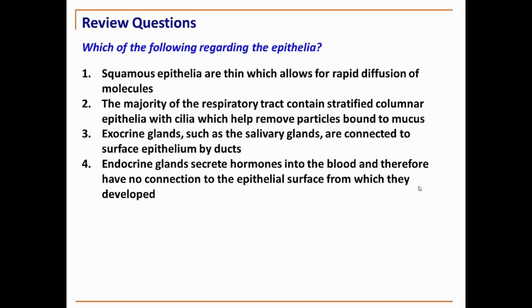So that's correct. Your glands are formed by invaginations of your epithelial surfaces, which are formed during embryological development by the proliferation of your epithelium in the underlying tissue. So they're all part of that epithelial tissue, and that extension, if you like, forms the ducts and then the glands. Endocrine glands secrete hormones into the blood and therefore have no connection to the epithelial surface from which they developed. And that is correct. They don't have that surface connection to epithelial cells from which they developed.